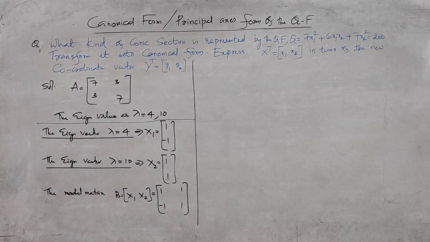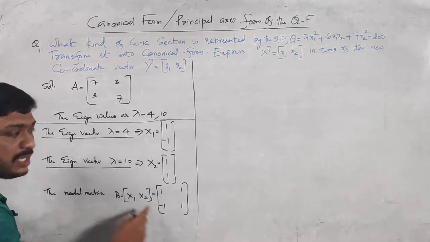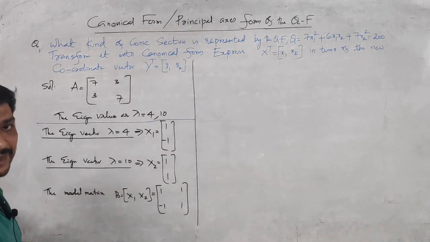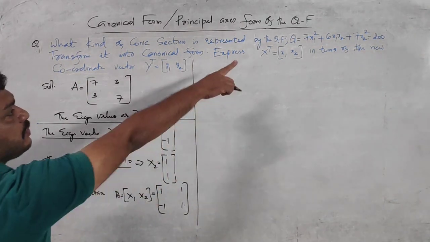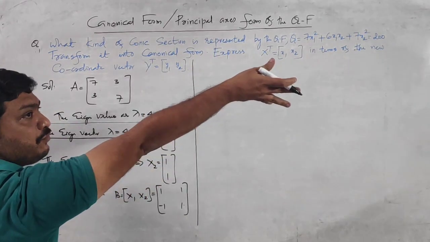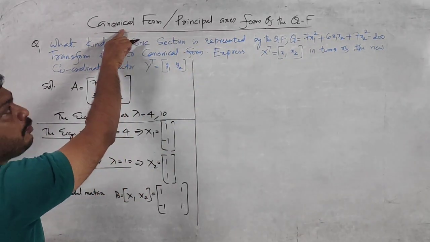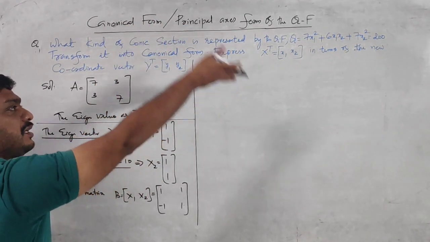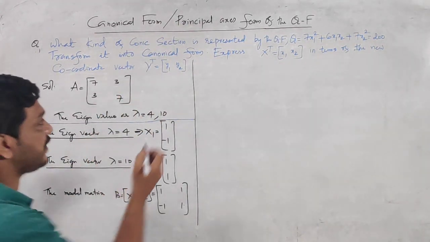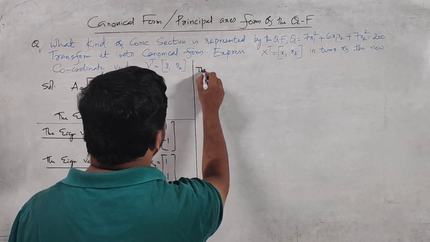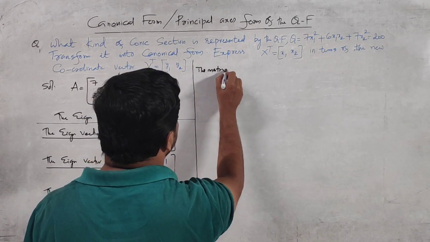The way is, after writing the model matrix B, we want to write the matrix of transformation. What is the matrix of transformation? All of you know the given quadratic form can be converted into a new form. That form is called a canonical form or principal axis form. For converting that purpose, we use a matrix. That matrix is called a matrix of transformation.